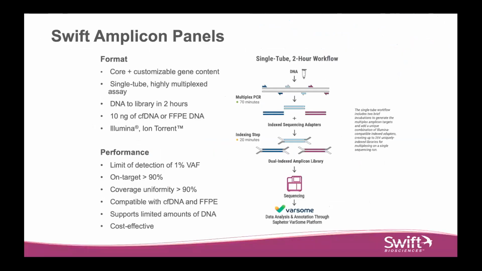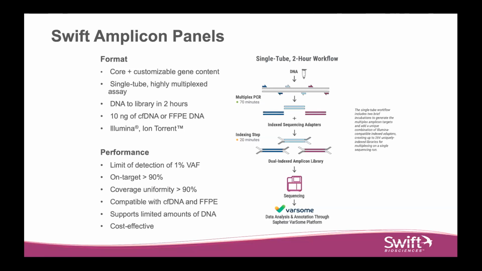Okay, so switching gears here, if you remember at the start of the presentation, the Amplicon panels from Swift, which allow you to interrogate up to a couple hundred kilobases of content in the genome. Swift has a simple single tube 2-hour workflow, which is very convenient, very fast for interrogating those sequences that you're interested in. This functions through a PCR step.